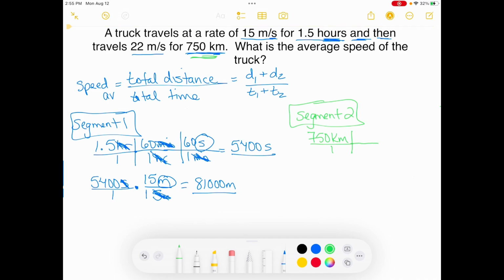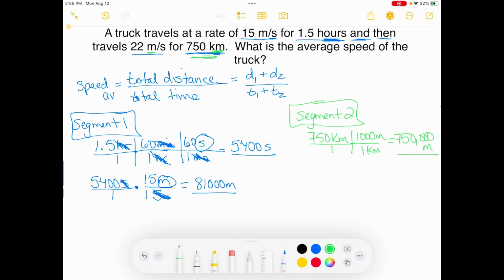Because look, I can't be in kilometers and meters at the same time. They have to be in the same units. So I'm going to do that dimensional analysis. 750 kilometers, there's 1,000 meters in every 1 kilometer. And I'm going to get 750,000 meters.